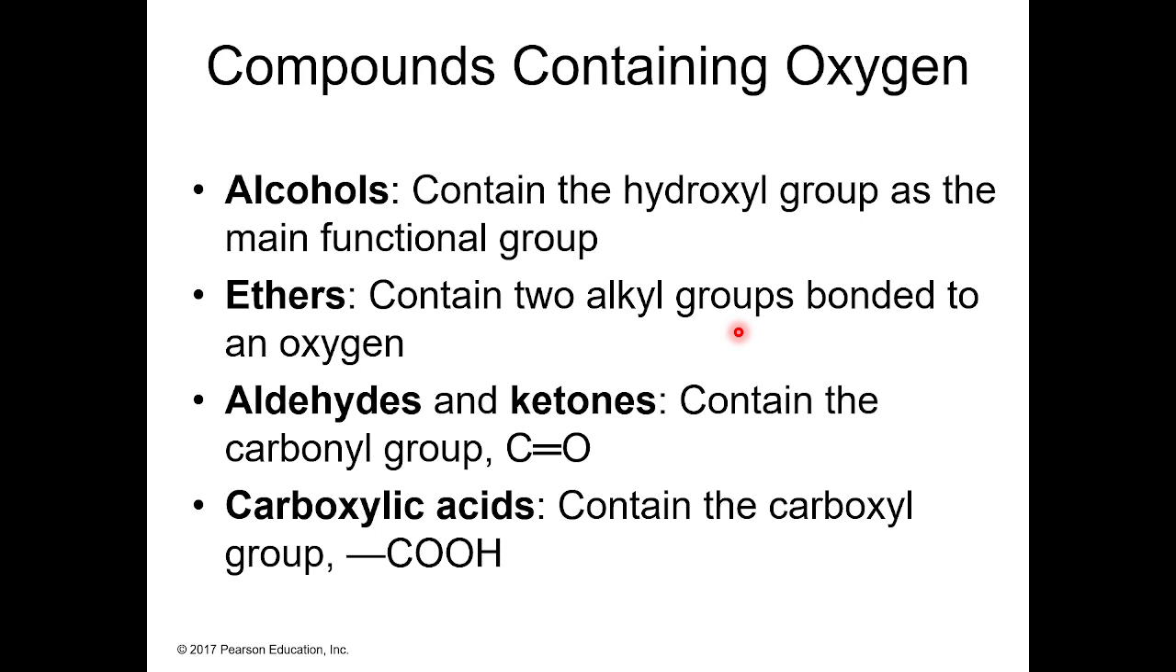Ethers are going to contain two alkyl groups that are bonded to an oxygen. The easy way to remember ether is "either side." So you have an oxygen with carbon chains on each side. Ether, either side. The alkyl groups are some version of alkane, alkene, alkyne. It has carbon chains on either side. Alkyl just means it's substituted on.